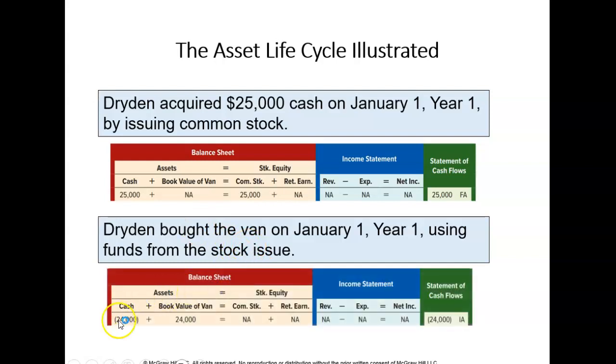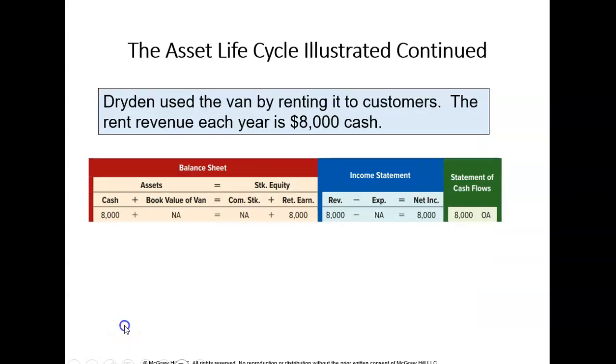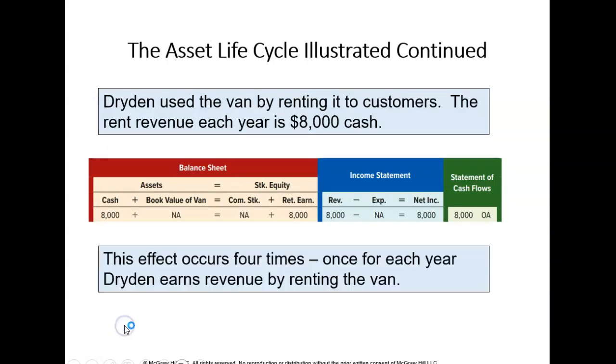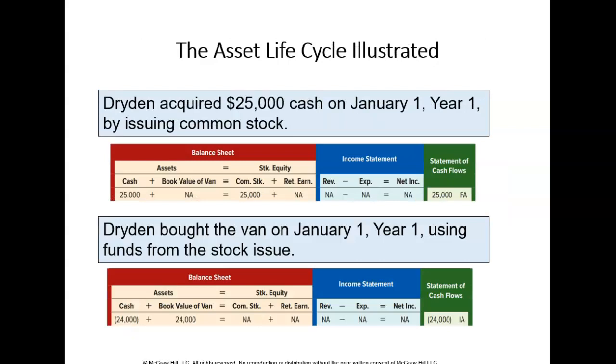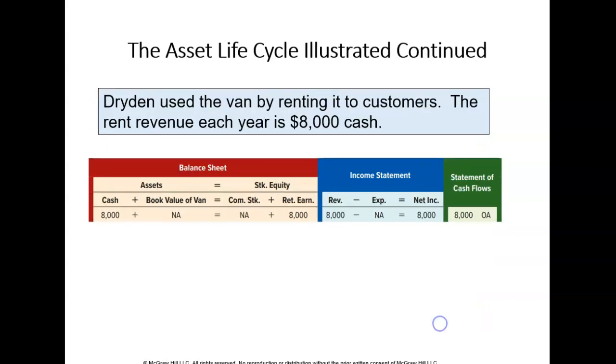So we bought the van. When we bought the van, our cash account decreased by $24,000, and our van account, which is an asset, increased by $24,000. Because you're spending money, on the statement of cash flow, you will see an outflow of $24,000 under your investing activities.